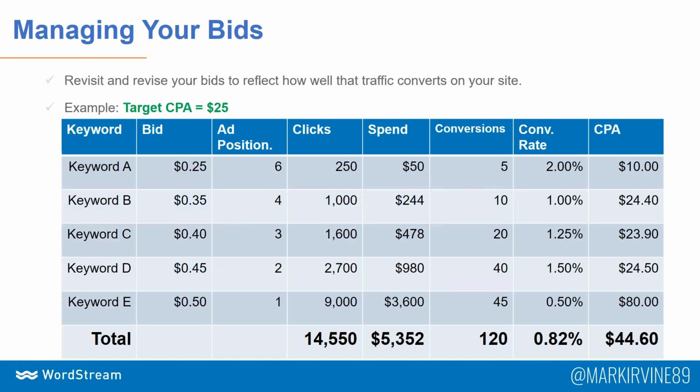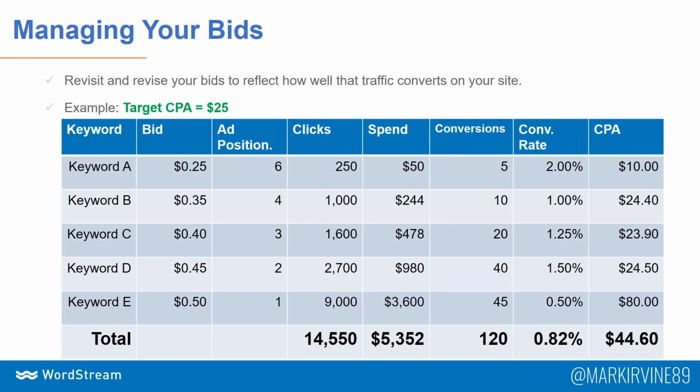And so likely what's going to happen is you're going to create a list of keywords and assign them a unique bid, and you're going to begin to get data on how those keywords perform on your site. So if we knew that a lead was worth $25 to us, this client's goal is to get that CPA of $25. We see that right now their account isn't there, that their CPA here is closer to $44.60.